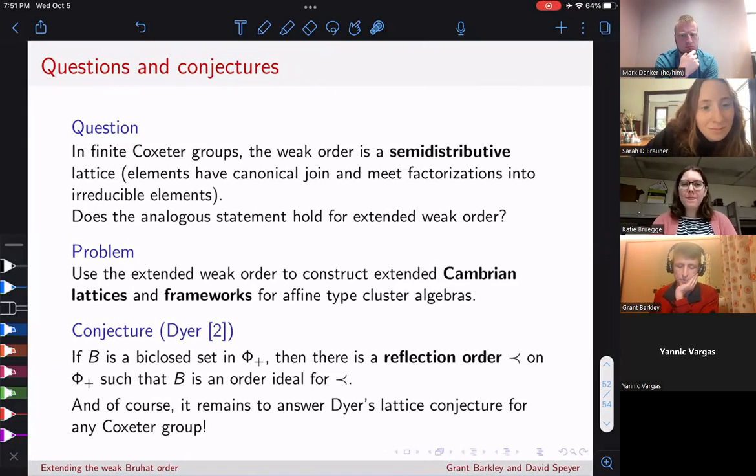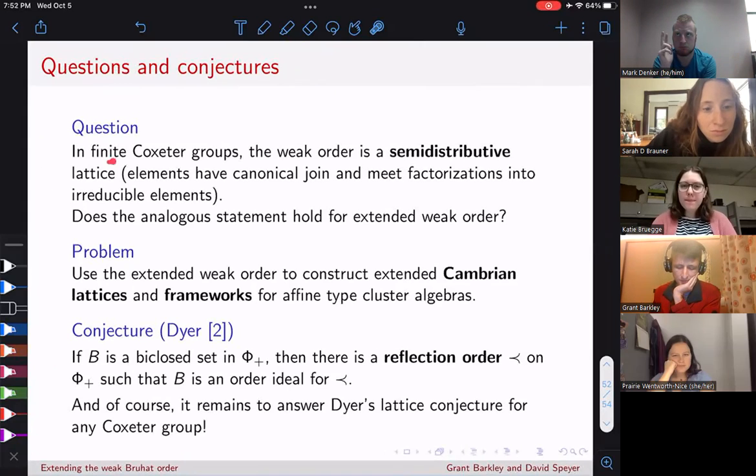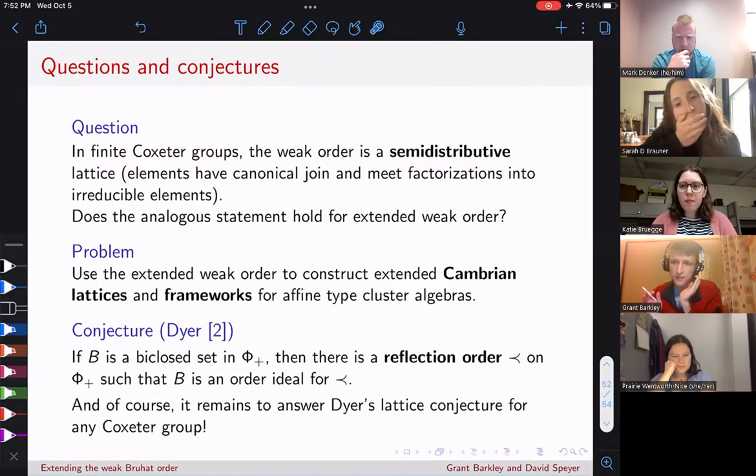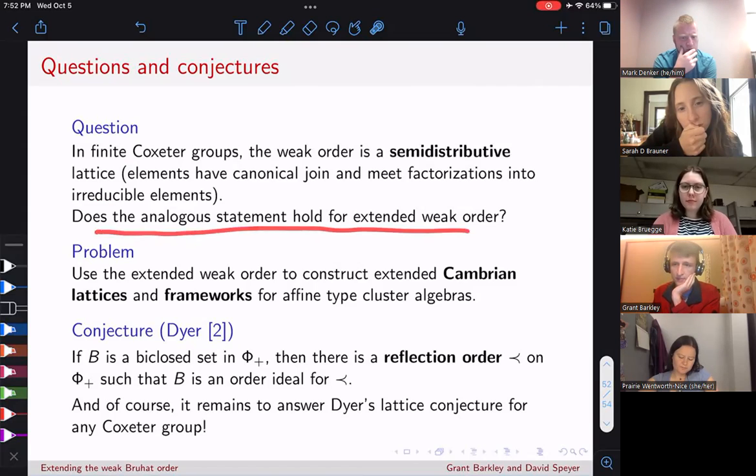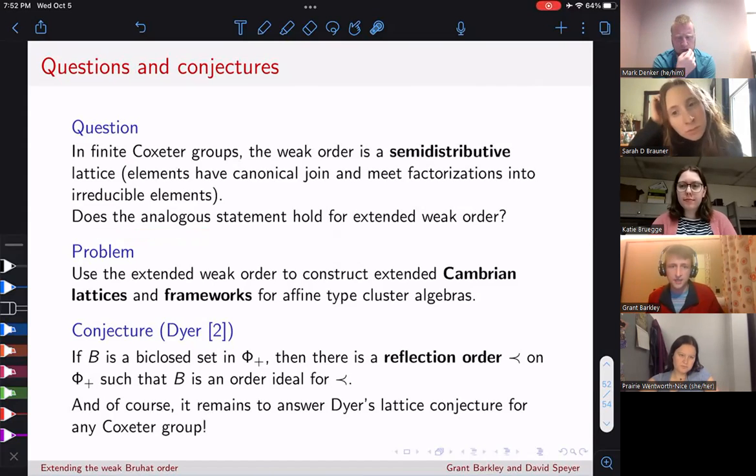Here are some remaining questions and conjectures, and there's a lot more than what's listed here. In finite Coxeter groups, the weak order is a semi-distributive lattice. What that means is that every element has a kind of canonical factorization, using the join and meet operations, into elements that are join irreducible or meet irreducible, depending on what you're doing. So it's kind of like a unique factorization domain, but for a lattice. The question is, does the analogous statement hold for the extended weak order? We really have not proven anything about the extended weak order other than that it's a lattice in affine type. So maybe somebody could use those explicit models that we have to try and prove this.